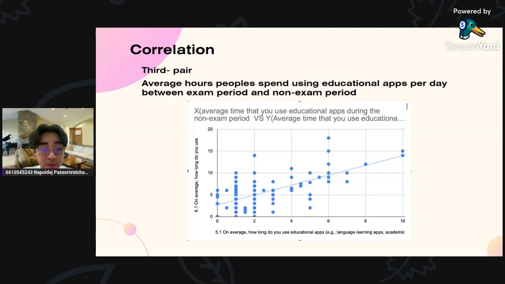This graph shows a positive correlation, indicating that there is some association between the average hours of using education apps per day during the non-exam period and the average hours during the exam period. But other factors may also influence their usage pattern during these two periods.